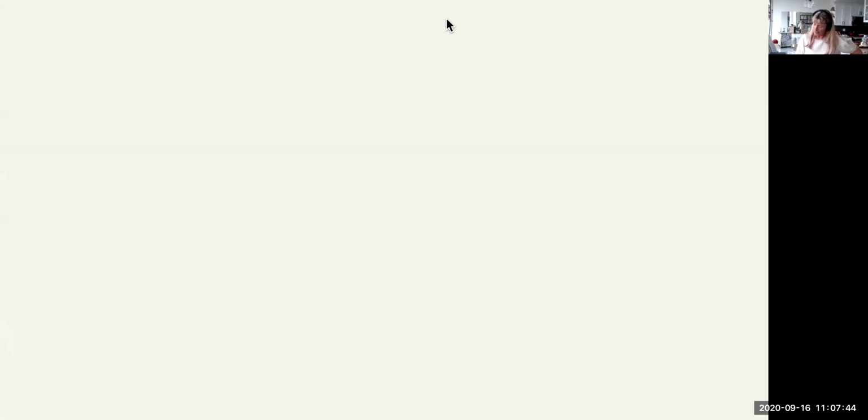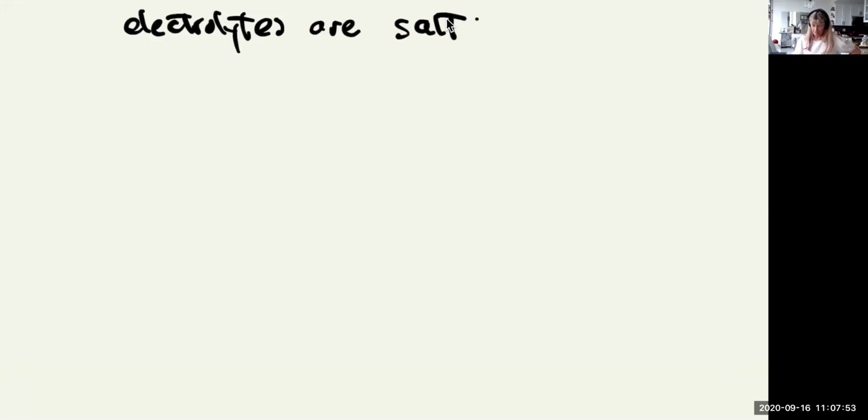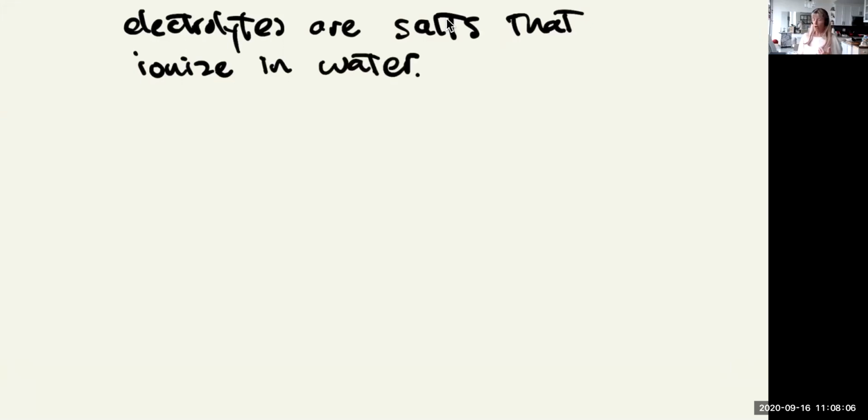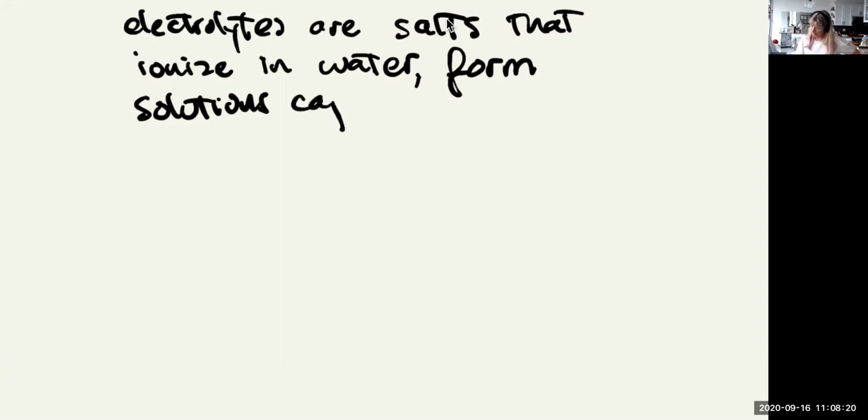So electrolytes are salts that ionize in water. How much of our bodies is water? 70% or so. They form solutions capable of conducting electricity.